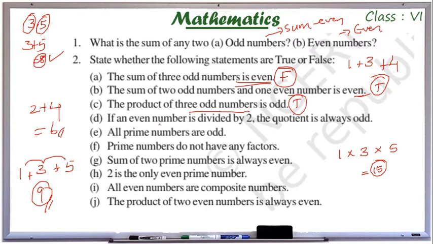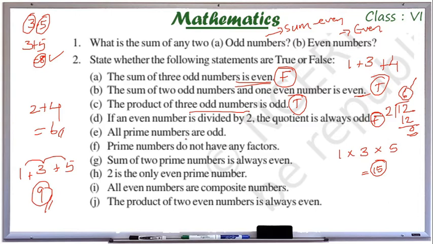If an even number is divided by 2, the quotient is always odd. Let us check an even number, for example, 12. 12 divided by 2, then the quotient, which means the answer, is 6. The statement says the quotient is always odd, which is false, because here I get the even number 6. So this is false.